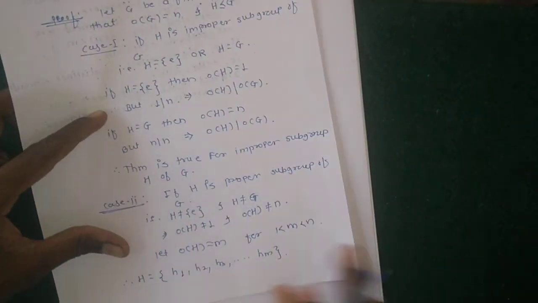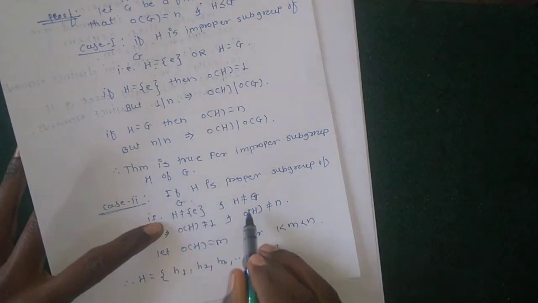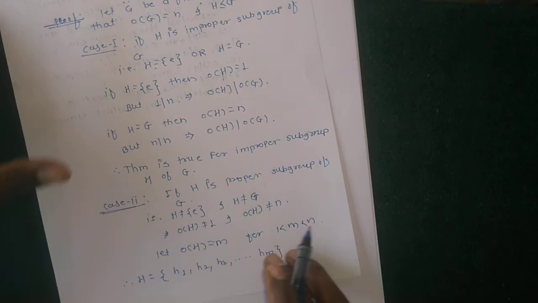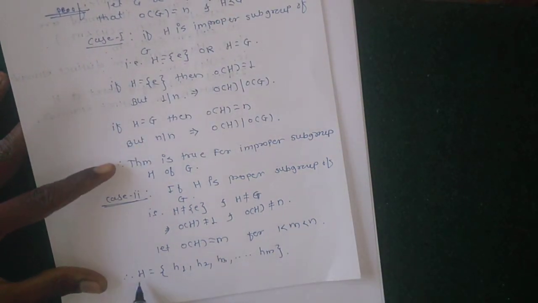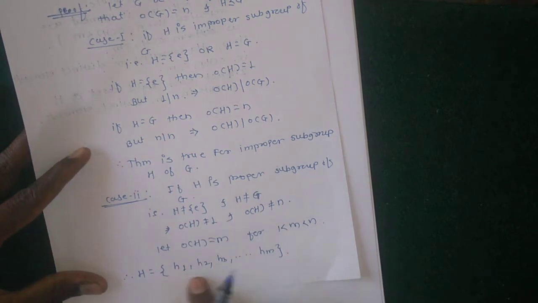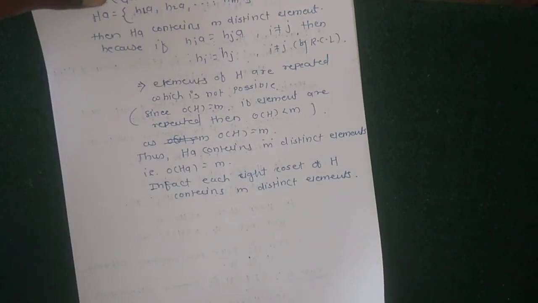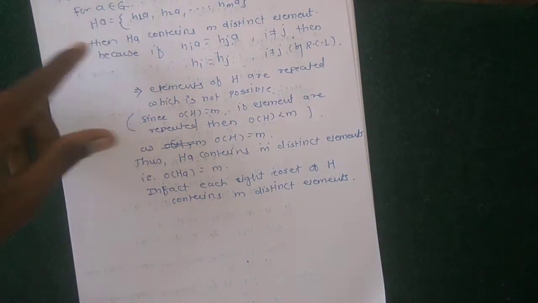So if H is a proper subgroup of G, then H is not equal to the identity and H is not equal to G, which means the order of H lies between 1 and n. Suppose that H contains m elements with no repeated elements, and so each right coset contains m elements. Suppose one right coset is Ha.